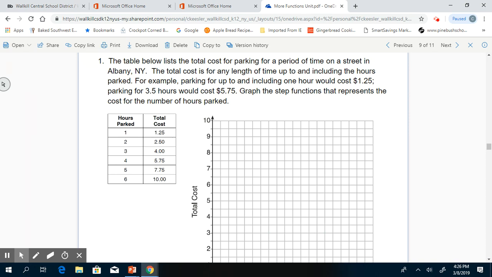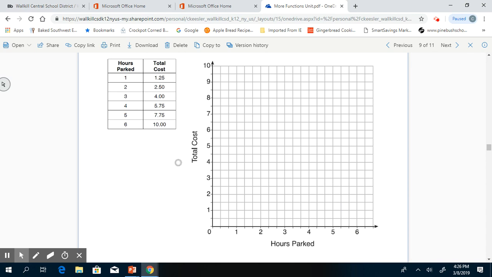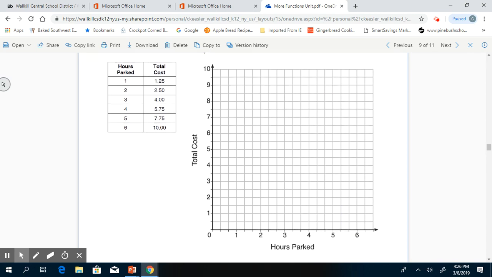As soon as you pass the 4-hour mark, you're going to be charged the 5-hour price at $7.75. And lastly, as soon as you pass that 5-hour mark, you're going to be charged the 6-hour price at $10. So let's go ahead and graph this. When you're graphing a step function, it literally looks like steps, but on each end, you're going to have either a closed circle or an open circle, like an inequality. Remember, closed circles are when it's equal, open circles are when it's not equal.